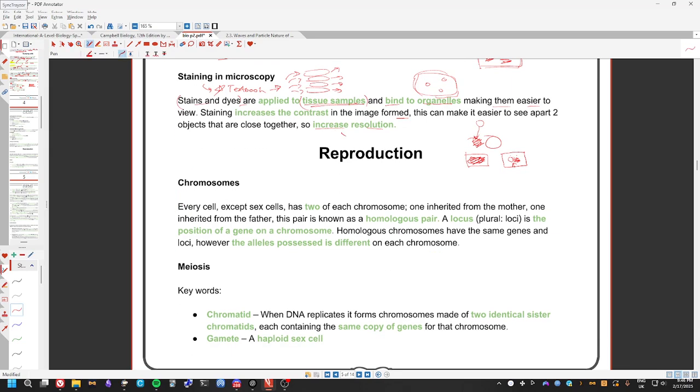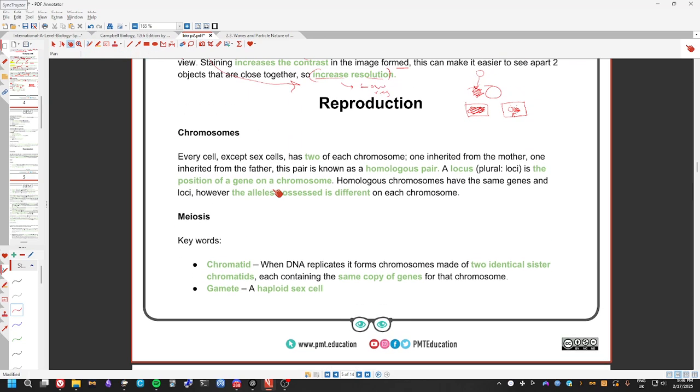So as we know, light microscopes are pretty low resolution. However, using staining increases the resolution. That's the point of staining.